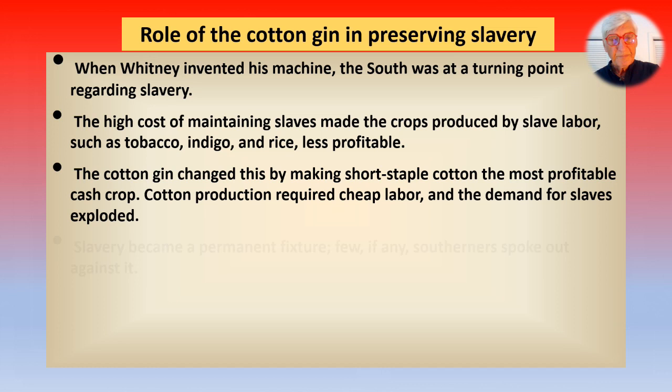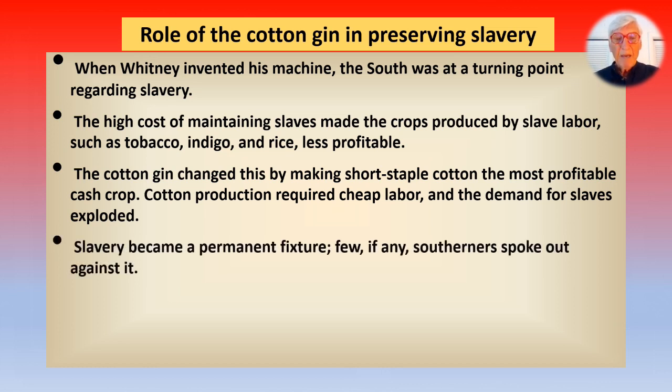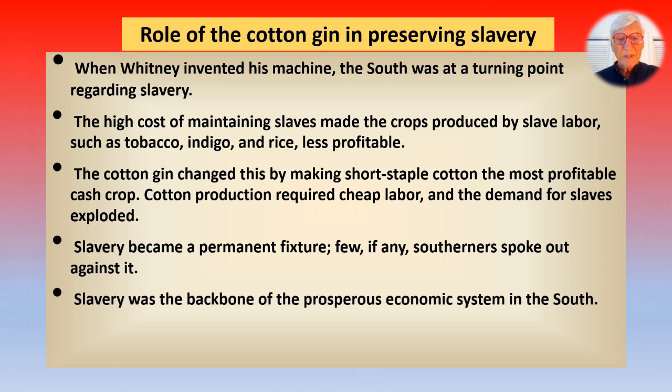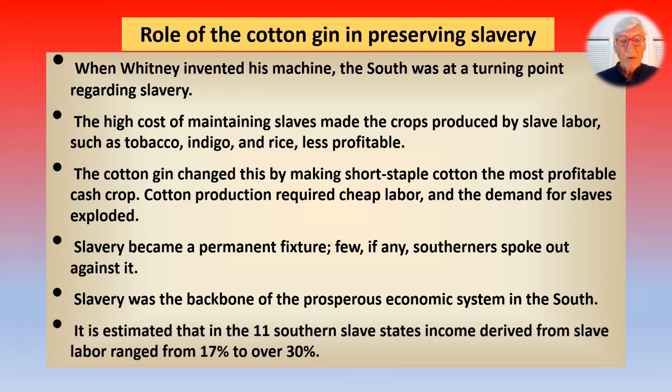Slavery became a permanent fixture. Few, if any, Southerners spoke out against it. They were making a lot of money. Why not rock the boat? Slavery was the backbone of the prosperous economic system in the South. It's estimated that in the 11 southern states, income derived from slave labor ranged from 17 to over 30%.